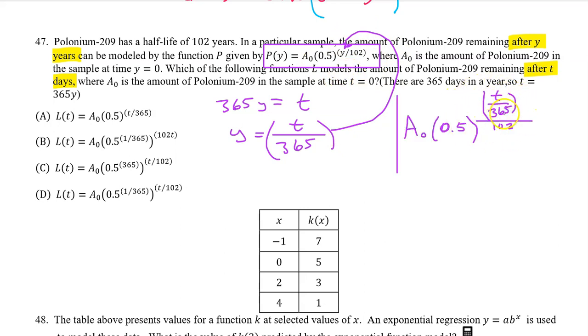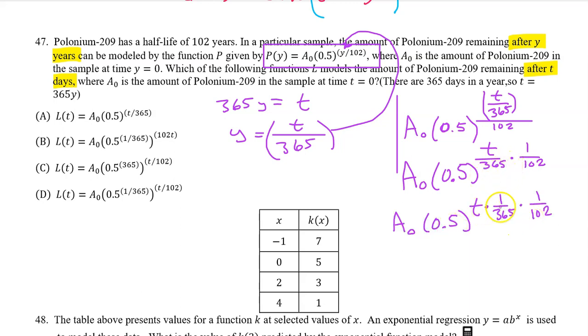This whole ugly expression is in the exponent. I had y over 102, but y is t over 365. So it becomes t over 365 all over 102. Dividing by 102 is the same as multiplying by 1 over 102. So I'm just going to put it off to the side so you can follow what I'm doing. So hopefully you can follow that this expression is equivalent to the one I had. In fact, this dividing by 365, I'm going to put that off to the side as well.